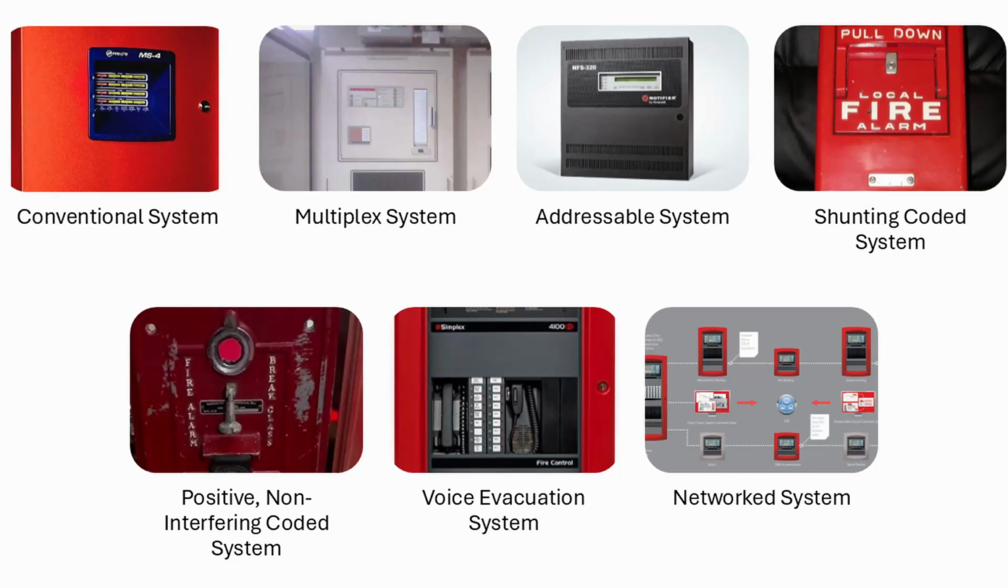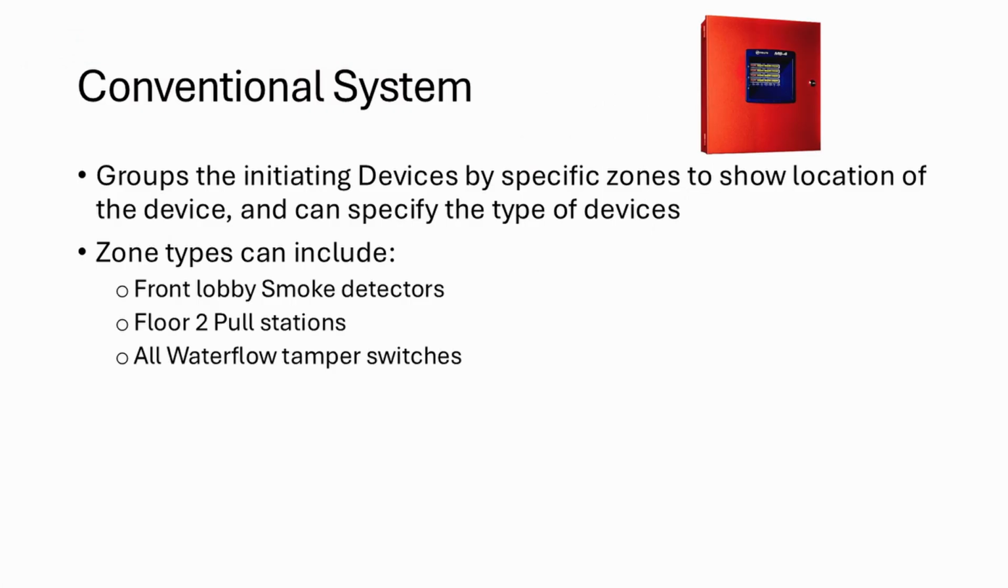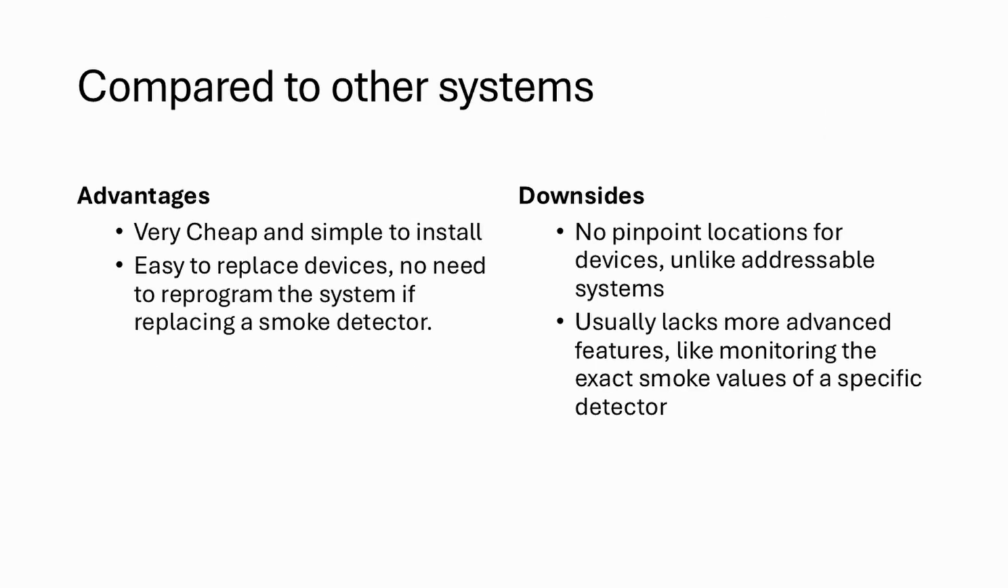Every fire alarm system type explained. Conventional system. Conventional systems group the initiating devices by specific zones to show location of the device, and can specify the type of devices. Zone types can include front lobby smoke detectors, floor 2 pull stations, and all water flow tamper switches. Compared to other systems, conventional systems are very cheap and simple to install.